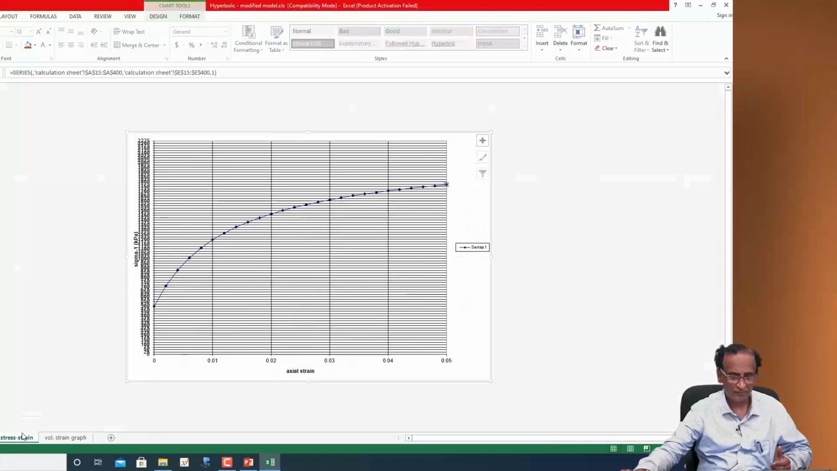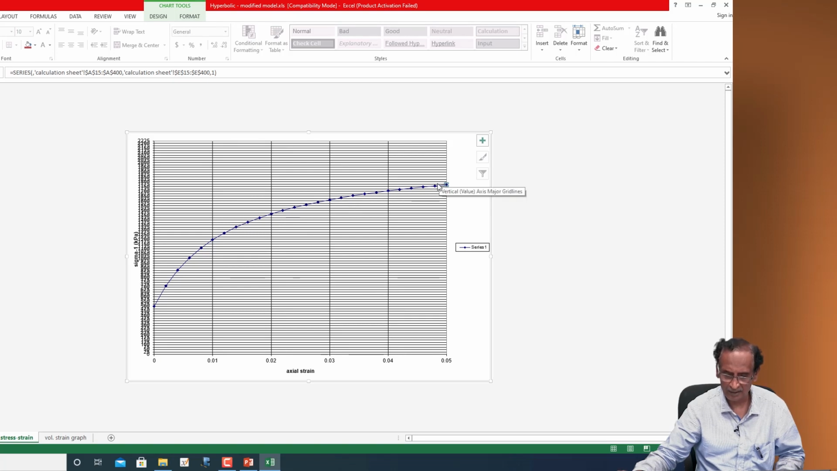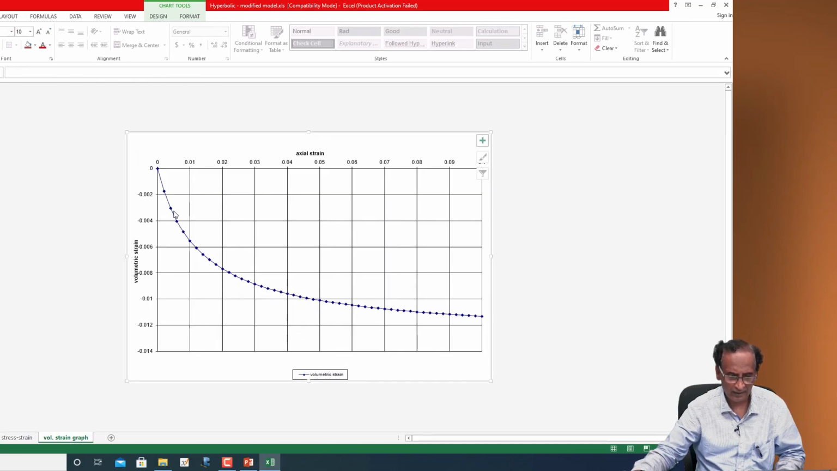So if the stress strain graph is something like this, initially it will increase very fast, and then after reaching the limit state it will increase very slowly. And the volumetric strain graph also is very beautiful because after the limit state the further increase in the axial strains is not much.